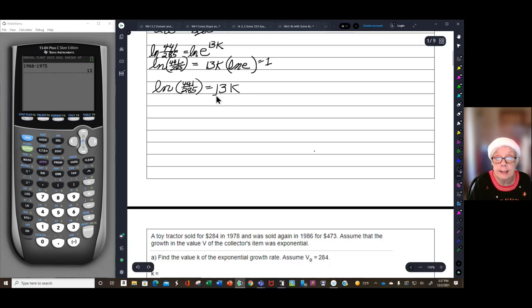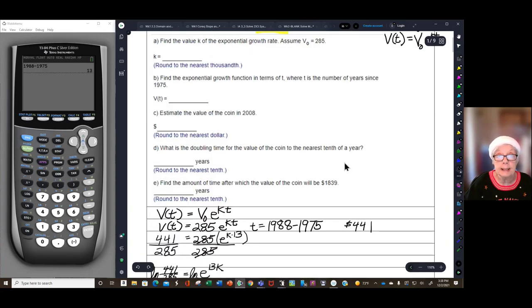To isolate k, to get k by itself, I divide both sides of this equation by 13. There you go. 13 cancels out over here. K equals this. The exact answer is the ln of 441 over 285 divided by 13. We're going to put that in the calculator after I find out how many places I need to round to.